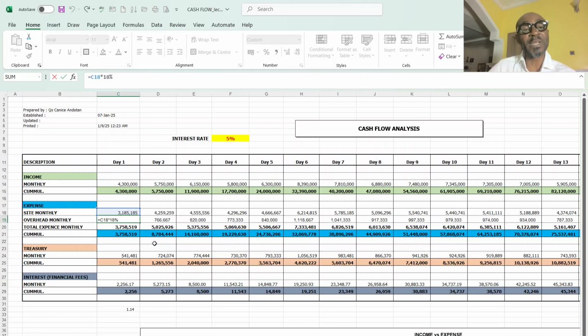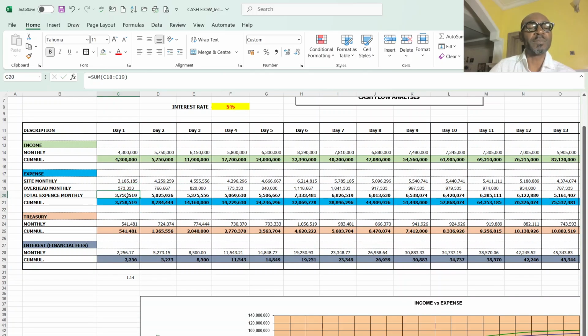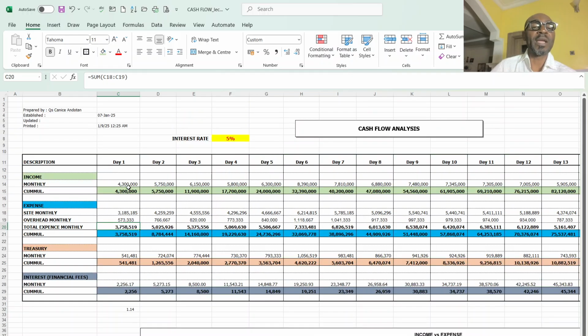So now I have 18% of the cost of my expense, which is going to be my overhead cost. Which means my total expenses is going to be 3.7, while my income is going to be 4.3. Then in day two, my total expense is 5.7. Why 5.7? My income is 5.7, while my expense is 5.5 million and some fraction.